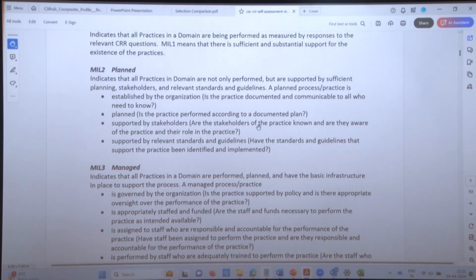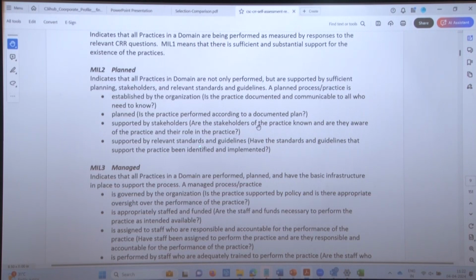Then we are asking whether there is a plan as to how the practice is performed. It should not be that because I know how to do this practice, if I leave, the practice cannot be done by other people. So there has to be a documented plan, and it has to be supported by stakeholders. Do we know, for each practice, who the stakeholders are? In some cases the stakeholder could be the CISO. In some cases it could be IT people who are managing the assets and services. It could also be users, people who will not bypass authentication and things like that. And are they aware of the practice and their role in the practice? This has to be properly documented.